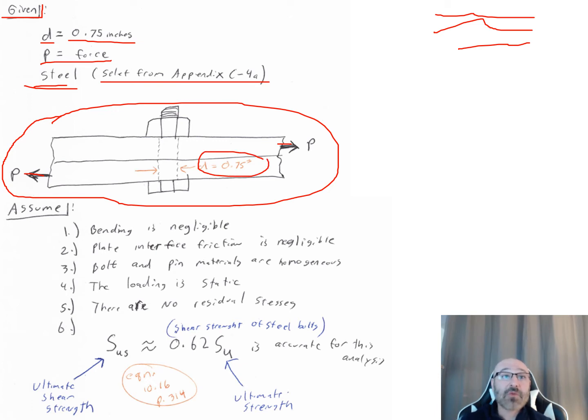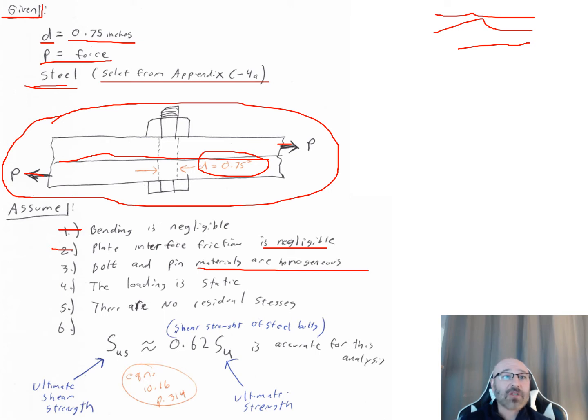We can assume that bending is negligible. We're going to be purely in shear. We can also assume that the plate interface friction is negligible, so the friction between these two plates is negligible. As you can already see, that's not realistic. This is a very simplified case, but for the sake of this problem, we're doing that. We're also going to assume that the bolt and pin materials are homogeneous. That may or may not be the case, but it's a reasonable assumption we can make.